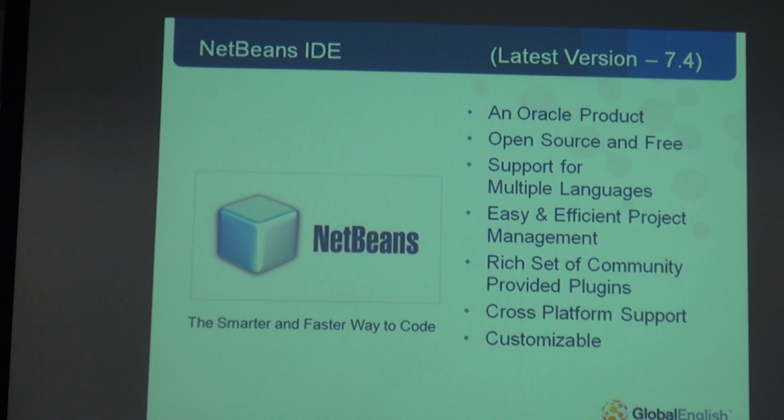So now the IDE chosen is Netbeans, and the slogan is the smarter and faster way to code. It is an Oracle product. It is open source and free. It supports multiple languages. Initially it was owned by Sun, so it was used for Java development and everything. Then it supported PHP, and in the latest 7.4 version they are supporting HTML5 app development also.